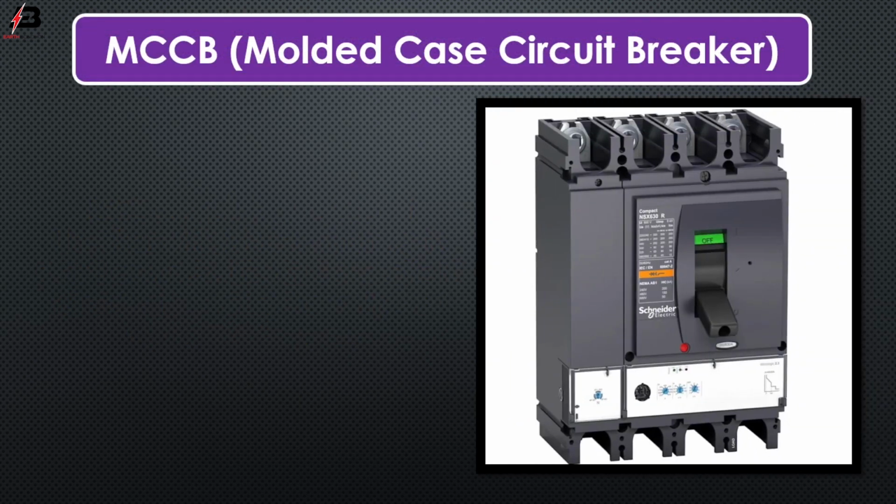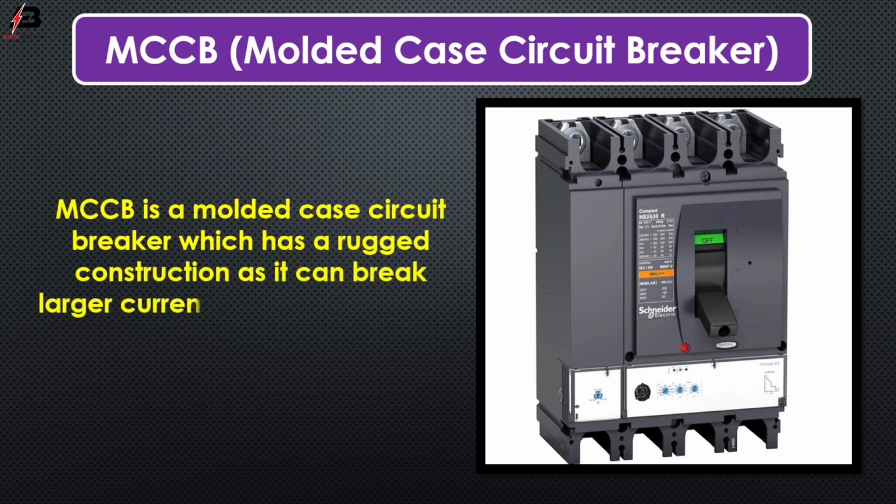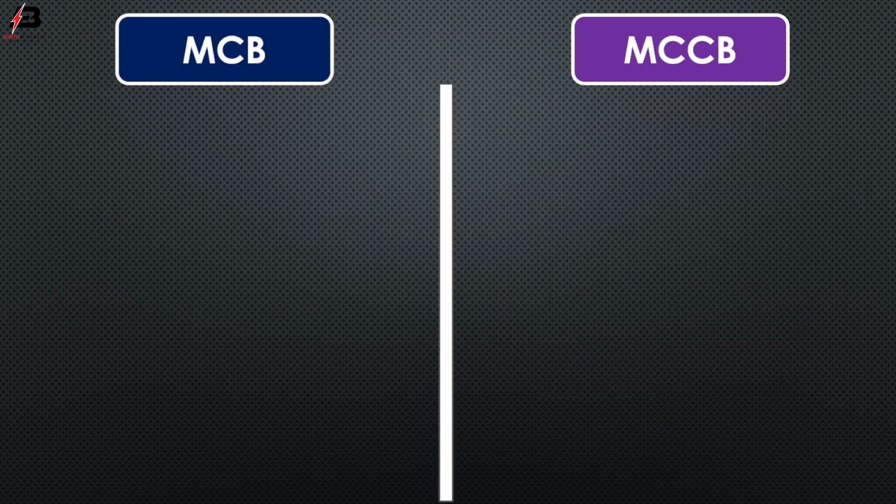MCCB, molded case circuit breaker. MCCB is a molded case circuit breaker which has a rugged construction as it can break larger current, usually from 100 to 1000 amperes. Difference between MCB and MCCB.